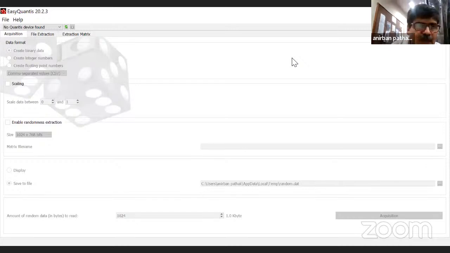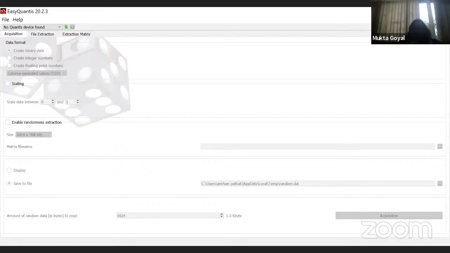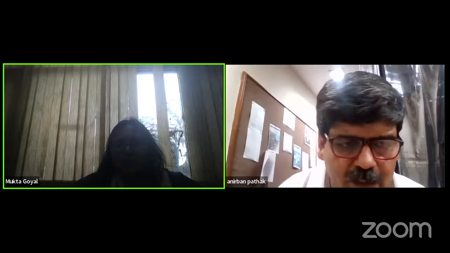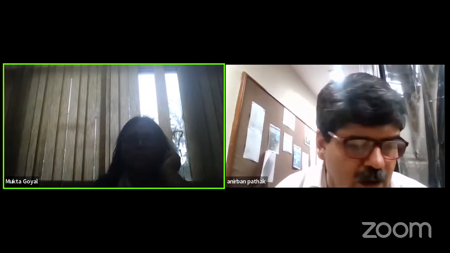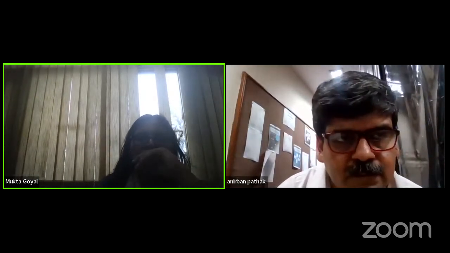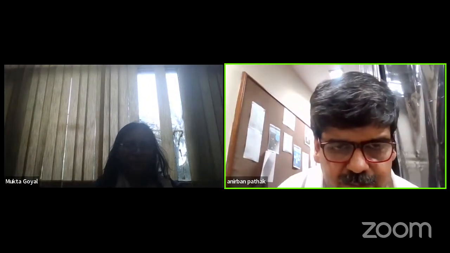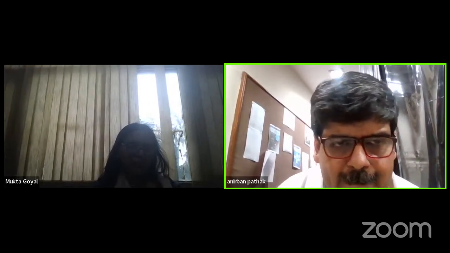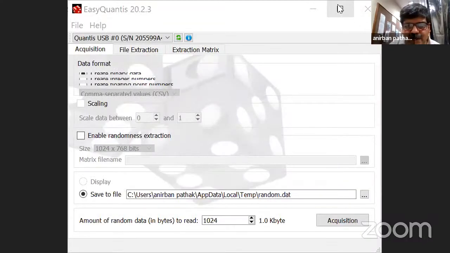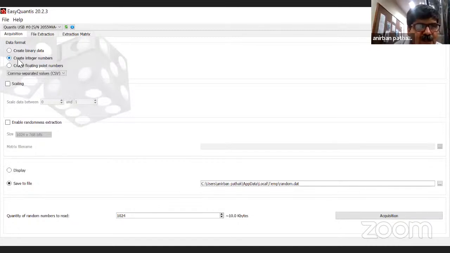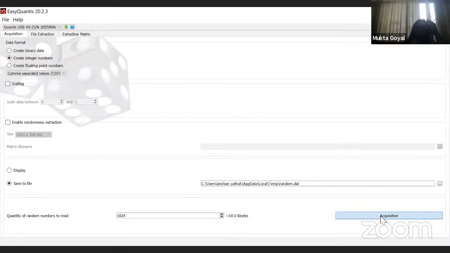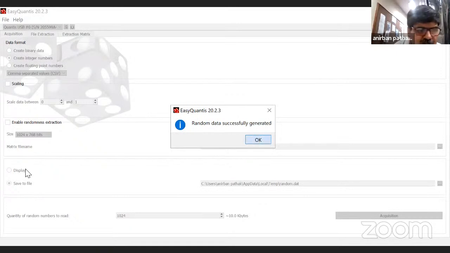So what you see on the screen is actually the random number generator. This is called easy quantities. The physical random number generator I have already shown you, this is the interface, and you can say create integer number, and now there is scalar data. If I choose between 0 and 1 and 10424 qubits, this will be a binary thing. So I just press apply. Random data successfully generated and it's saved in some file. So I just make it display.